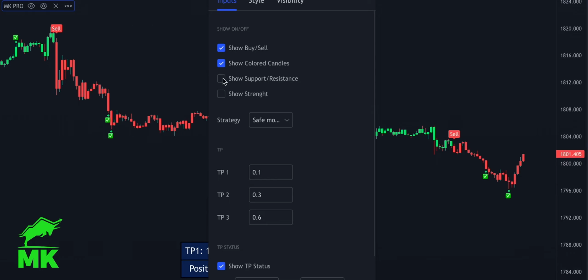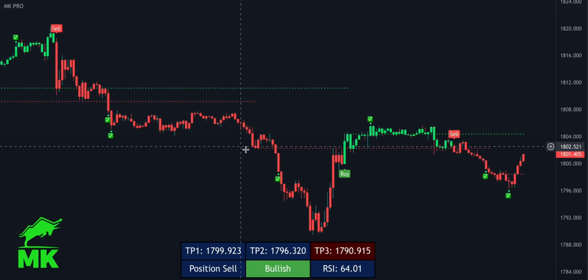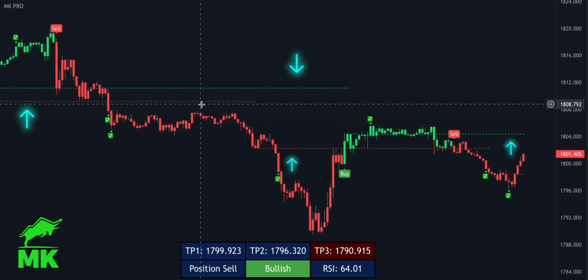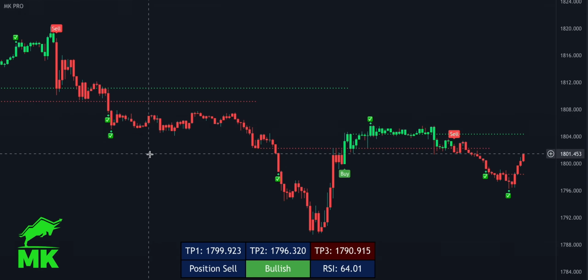Third option is show support and resistance line. When we activate it, we can see exact support and resistance areas automatically. Support and resistance lines will appear in red and green colors. So what is the usage of these lines?